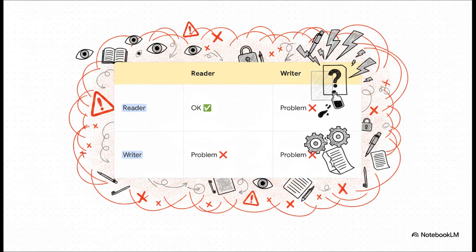This table here lays it all out perfectly. If you have a bunch of readers at once, that's totally fine. They aren't changing anything, so no harm, no foul. But the second you introduce a writer into the mix, you've got trouble. A writer and a reader at the same time can cause a dirty read, where you see data that's only halfway updated. And two writers at once? That can lead to lost updates, where one person's change just gets completely overwritten. It's like it never even happened.